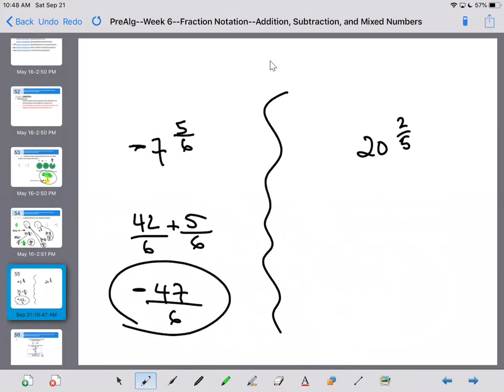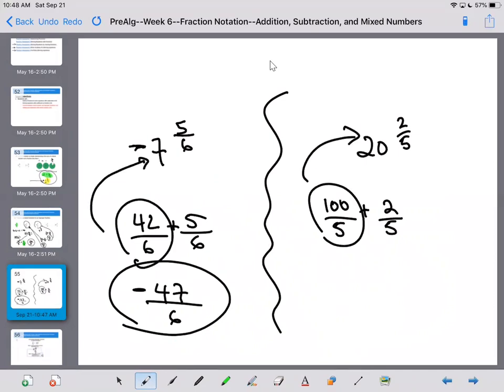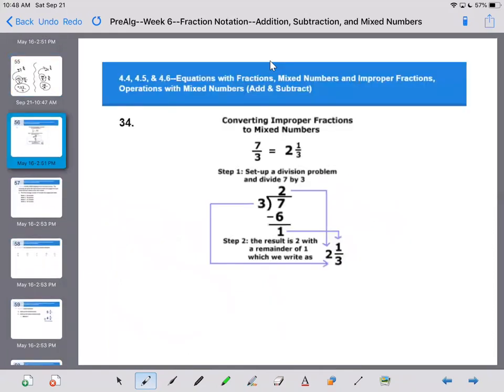20 2/5. Well, remember there's 5/5 in 1 whole. So how many 5/5 in 20 wholes? Well, that's going to be 100/5 plus 2/5. Well, remember that 100/5 is 20. That 42/6 is 7. And I can show the negative as well. So that's going to be 102/5. So that's just changing from a mixed number into an improper fraction.